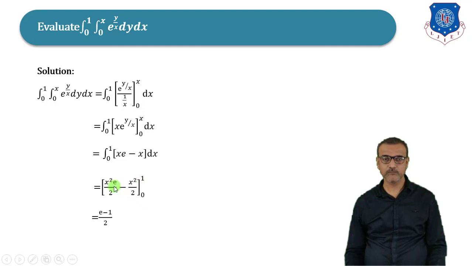So for the upper limit 1, it is 1 square into e, which is e by 2, then after minus 1 square by 2, so it is 1 by 2. And for the lower limit 0, this term will become 0 and this term again will become 0. So the answer is (e minus 1) by 2. So this is the answer of this double integration.